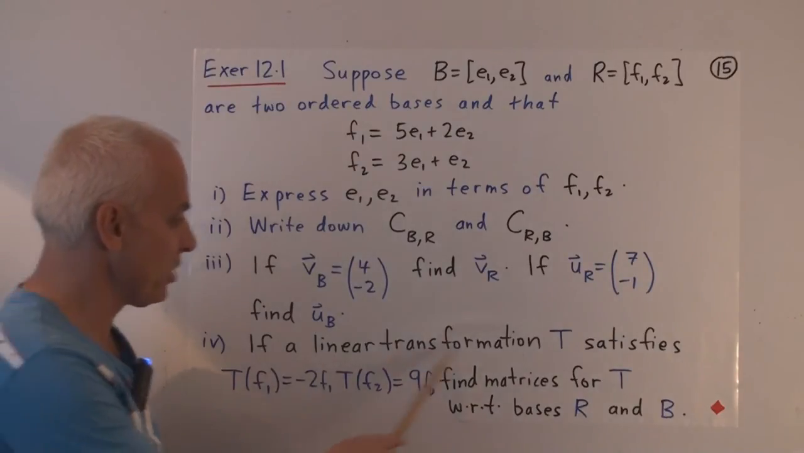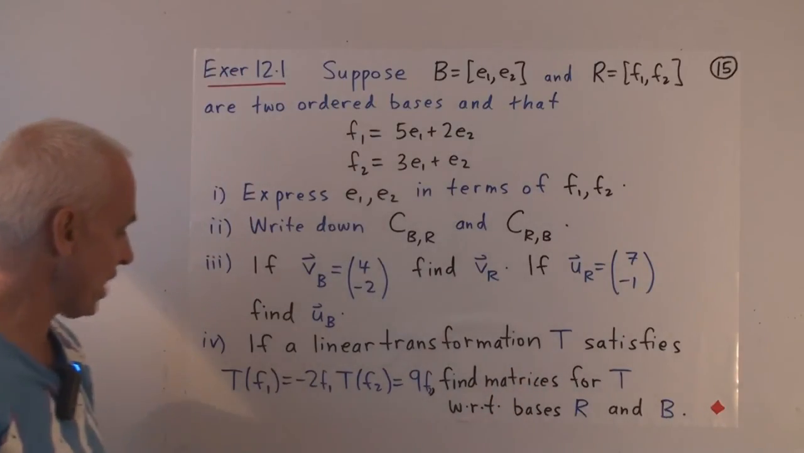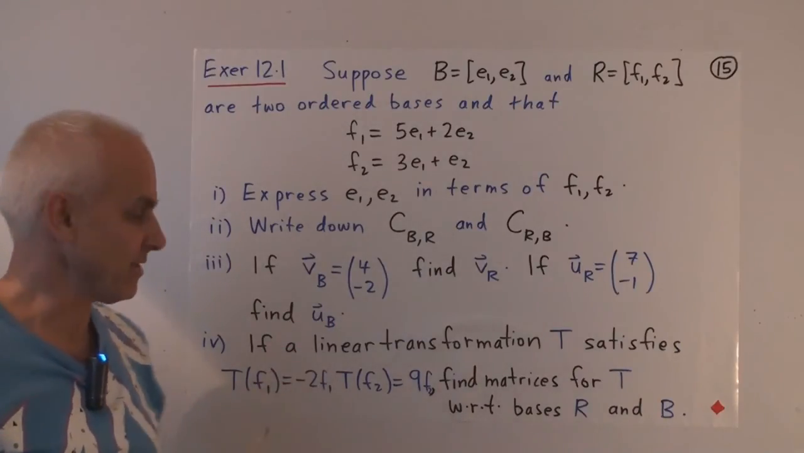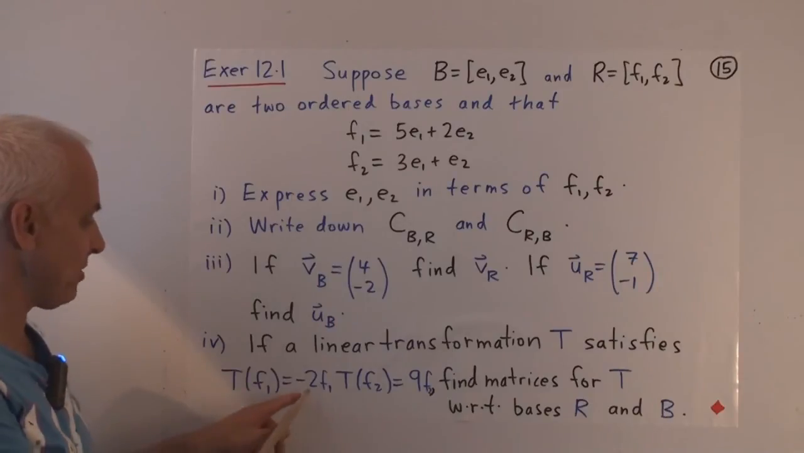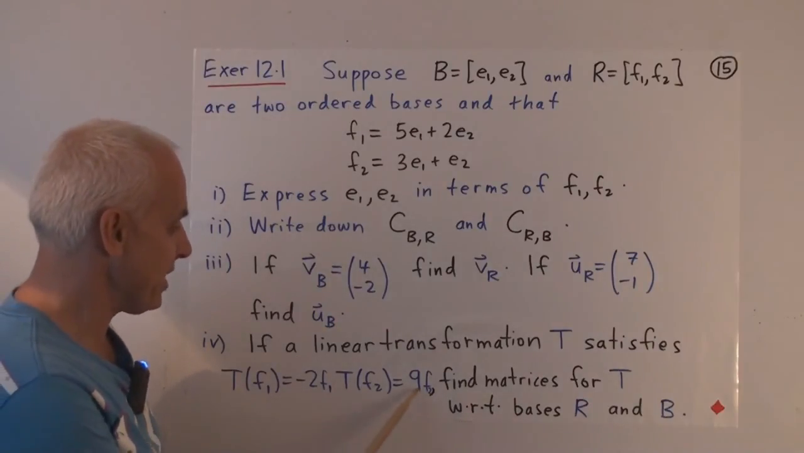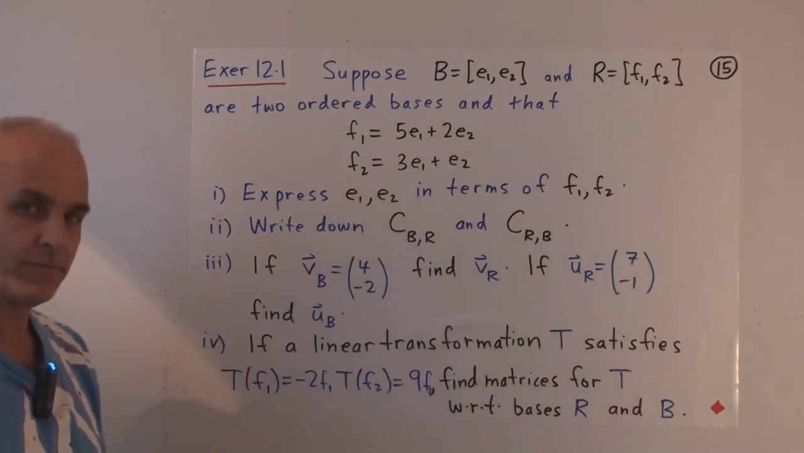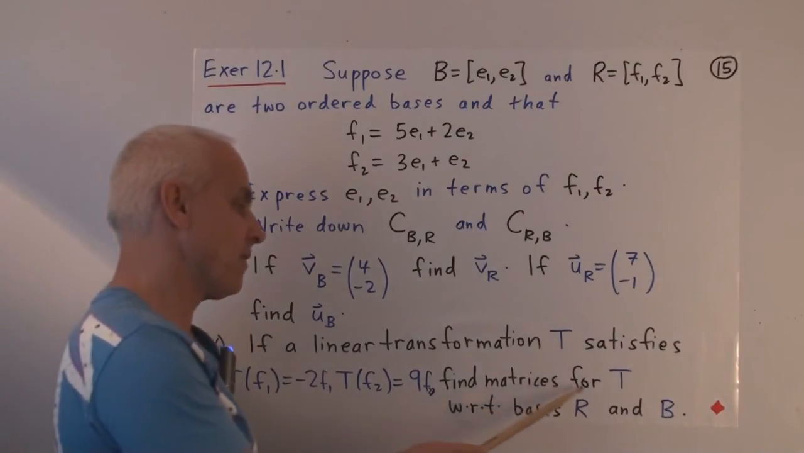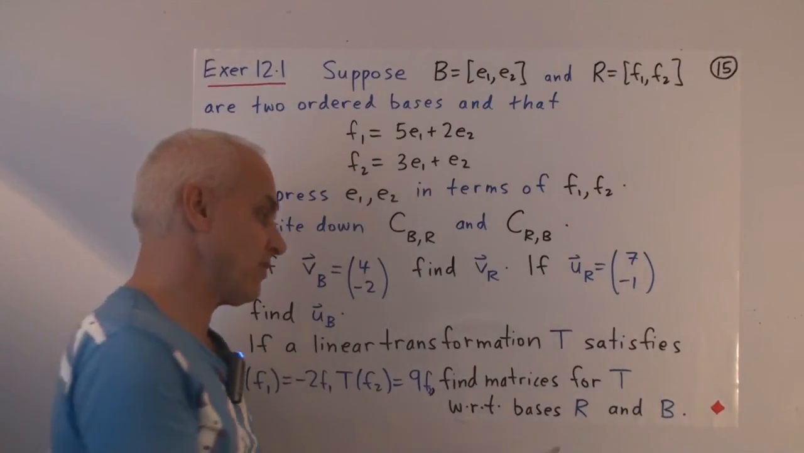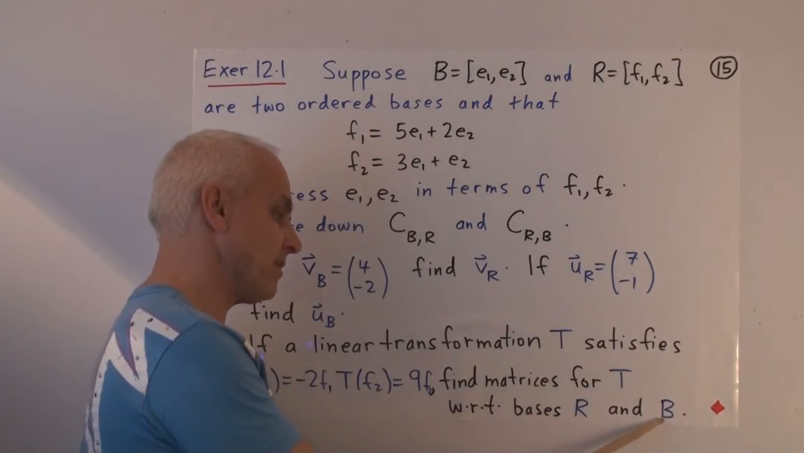And finally, suppose we have a linear transformation T which is diagonal in the R basis. So T of F1 happens to be minus 2 F1, and T of F2 happens to be 9 times F2. So find the matrix for T with respect to the basis R, and also the matrix for T with respect to the basis B.